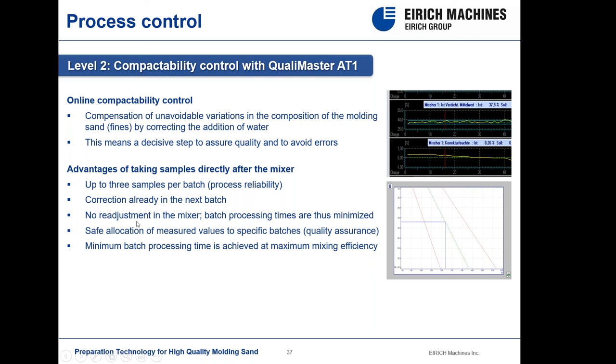And therefore we don't need a readjustment in the mixer, which will give us batch processing times that are more controlled and more consistent. We have a better allocation of measured values to specific batches, which is quality assurance, because we're going to be able to have each specific value for each batch. It doesn't matter if it's in the morning or in the afternoon, we're going to have traceability of the properties of the sand for every batch. And a minimum batch processing time is achieved with maximum mixing efficiency.